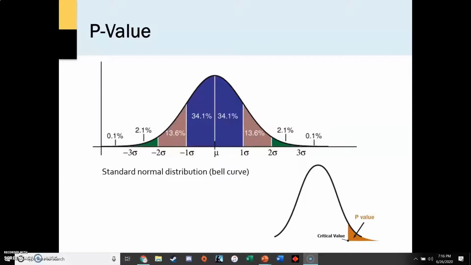Graphically, the p-value is the area in the tail of a probability distribution. It's calculated when you run a hypothesis test, and it is the area to the right of the test statistic. If you're using what is called a two-tailed test, it's the area to the left and to the right.